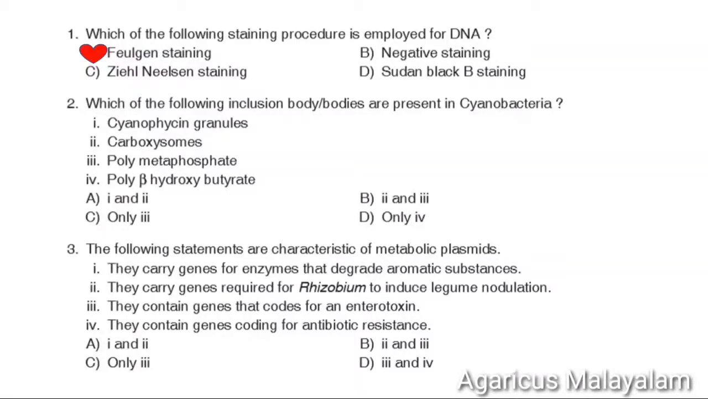Second question, which of the following inclusion bodies are present in cyanobacteria? Correct answer is option A, cyanophycin granules and carboxysome. Third question, the following statements are characteristics of metabolic plasmid. Correct answer is option A.